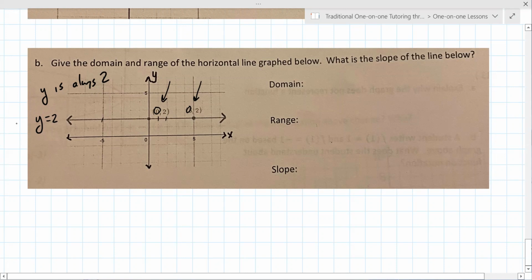So let's do the range first this time. It's Y such that Y is an element of the real numbers, comma, and now this is the restriction. The restriction is that Y is always 2.